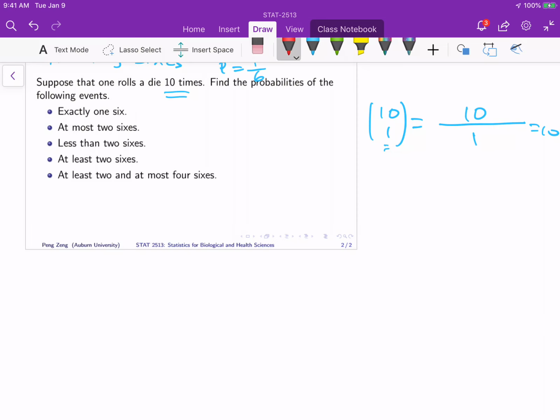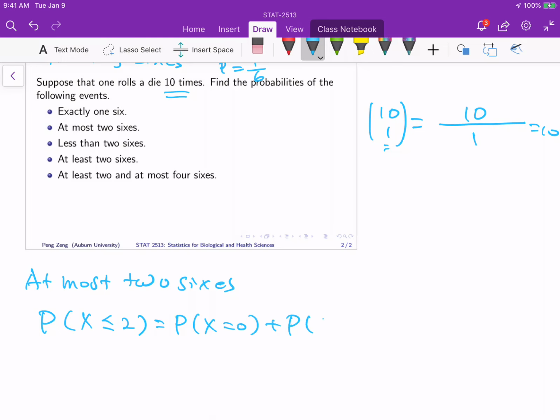The second one is at most 2 sixes, so this is the probability that X is smaller than or equal to 2. The possible values: the smallest possible value is 0, then 1, then 2. In fact, X smaller than or equal to 2 just implies that the value of X can be 0, 1, or 2.